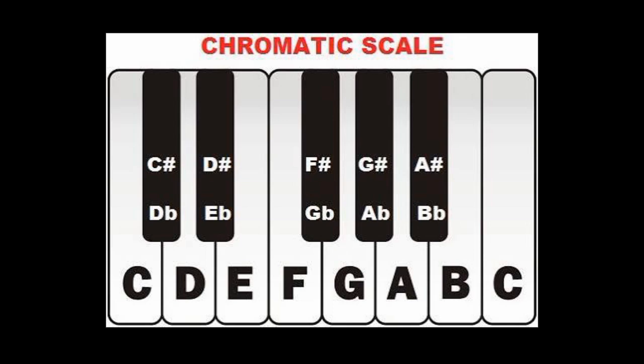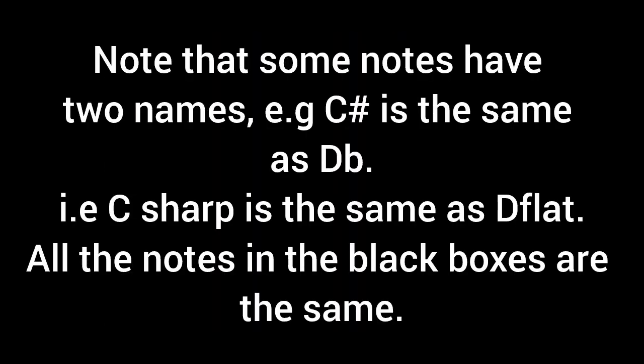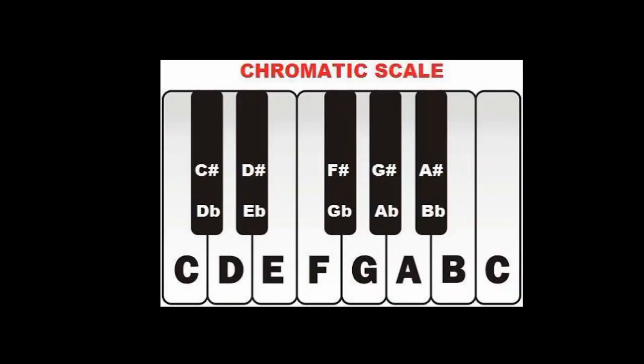We have C to C sharp, D to D sharp, E to F, F to F sharp, G to G sharp, A to A sharp, B, and then C. Alright, so you notice that some of those notes have two names. They wrote C sharp and D flat. That key is the same note for one person, right? It's the same note, but it just has two different names. So C sharp and D flat are the same.